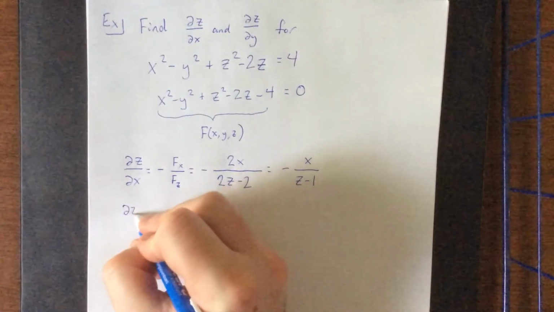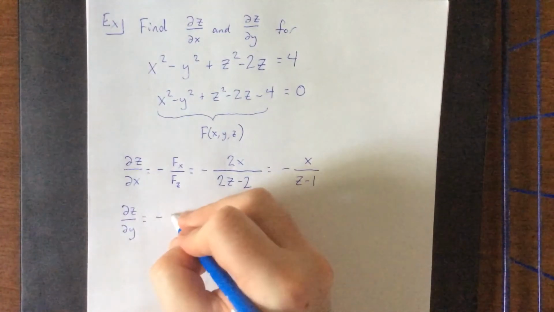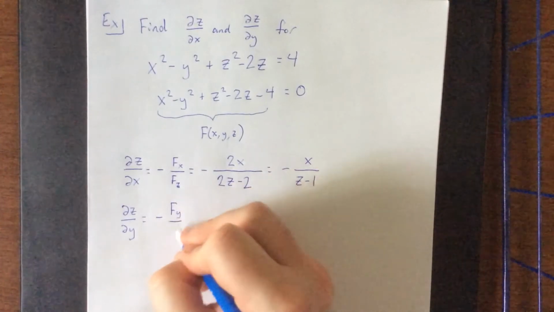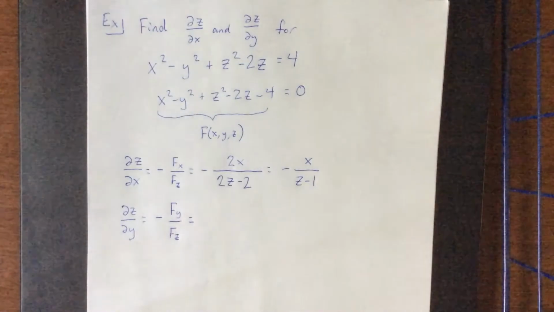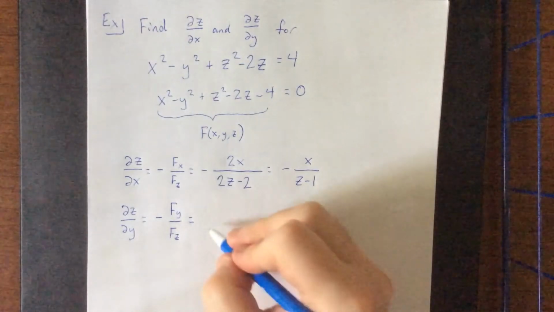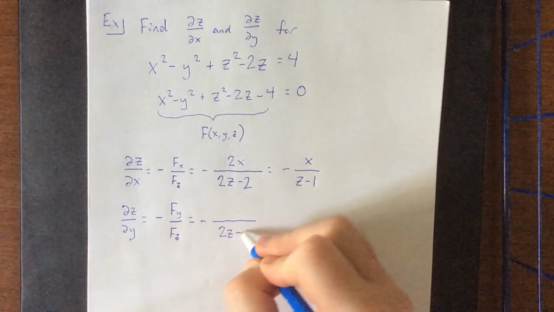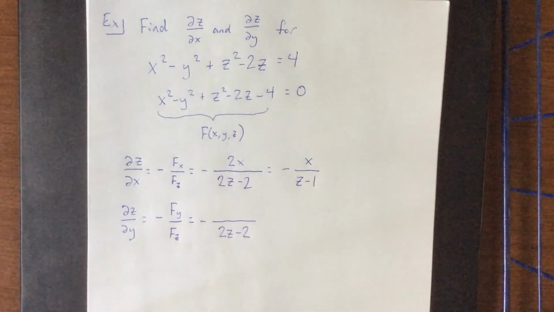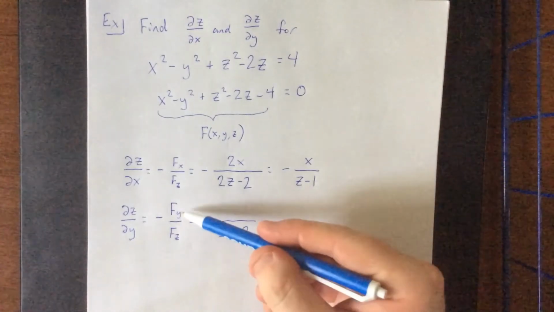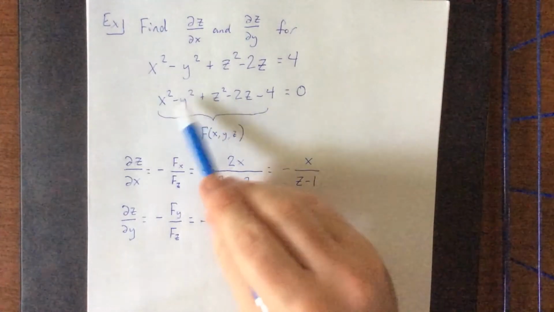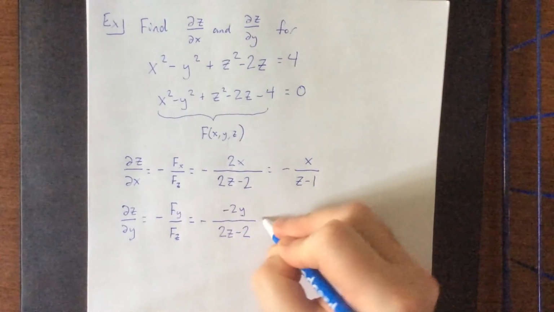For the partial derivative of z with respect to y, once again, according to the implicit function theorem, this will be the negative partial derivative of f with respect to y divided by the partial derivative of f with respect to z. Now we get to recycle the derivative of the denominator. So that's 2z minus 2. The partial derivative of f with respect to y, we have only one term that contains a y. That derivative will be negative 2y.